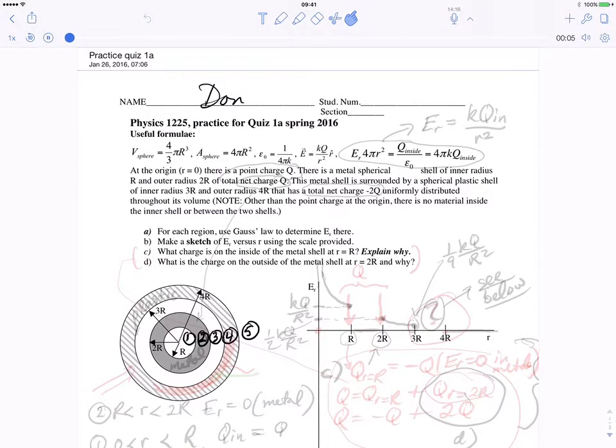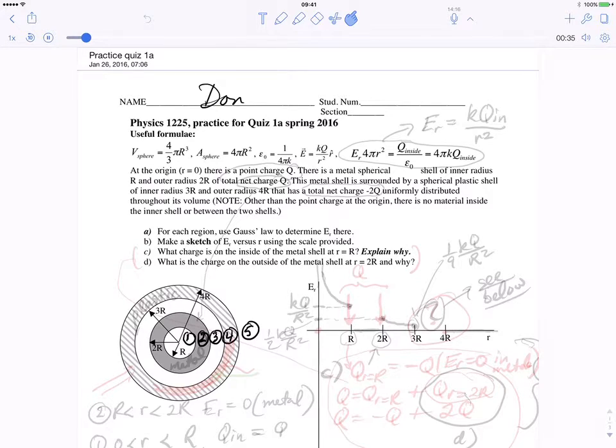Hi guys. Here's a practice problem for Gauss's law. We're going to have a quiz next class, and in this situation we've got a point charge at the origin, little r equals 0. We've got a metal shell, inner radius R and outer radius twice big R, and we have a plastic shell. Now the plastic shell has charges, but those charges are uniformly distributed throughout the volume.